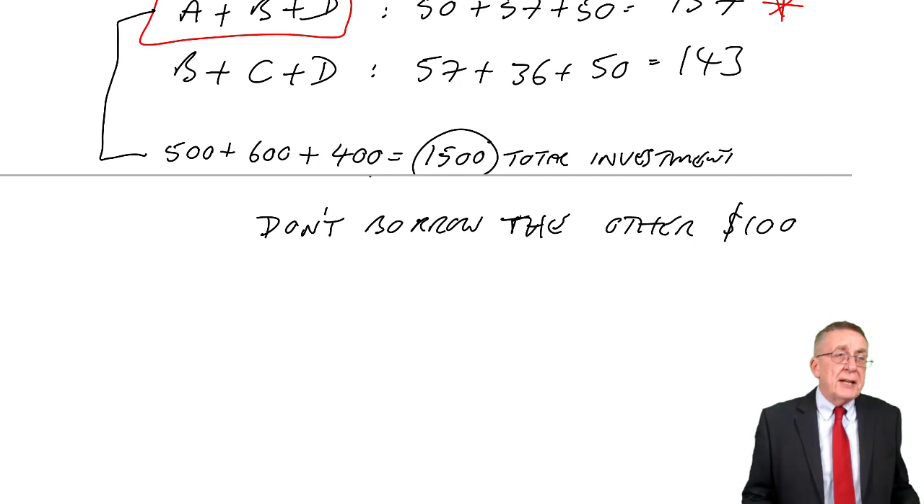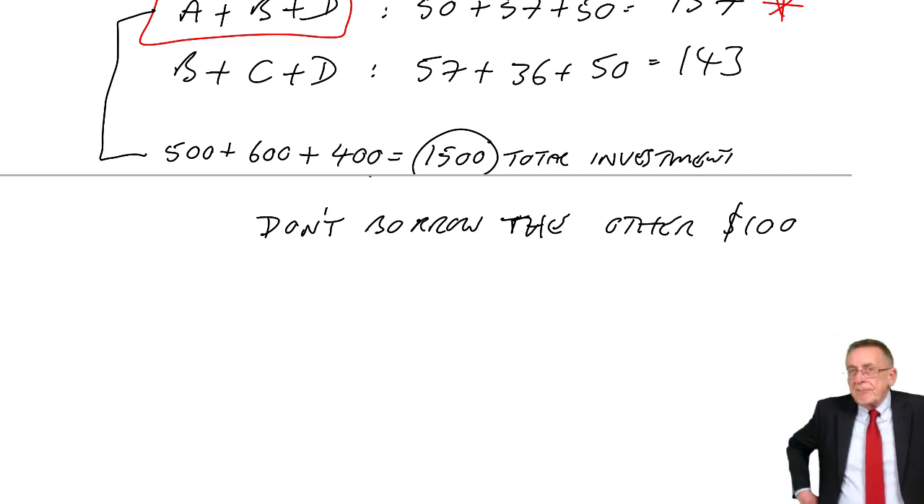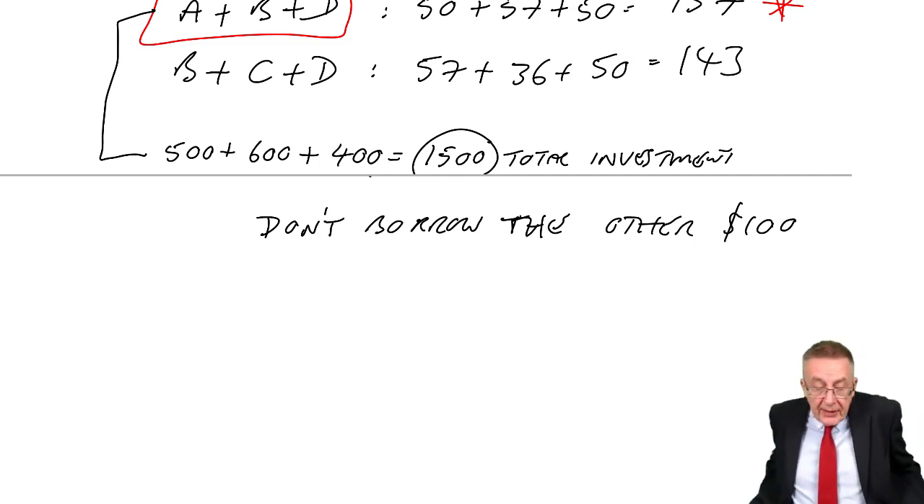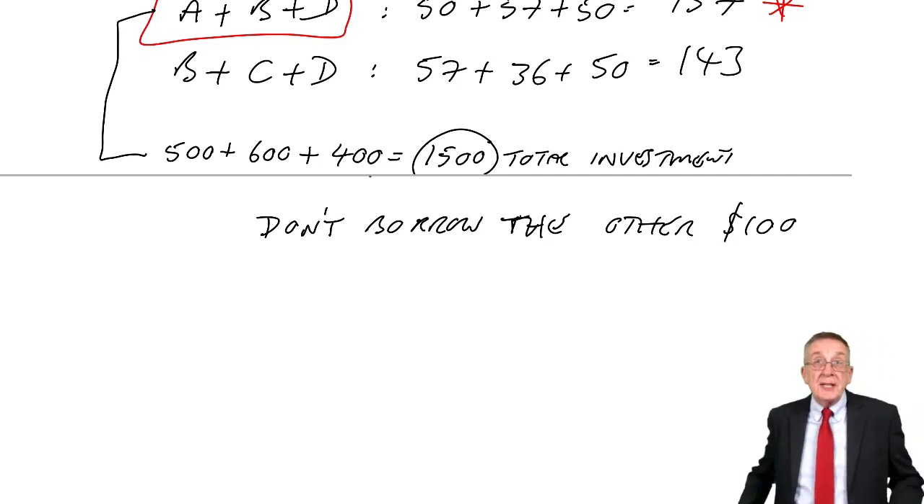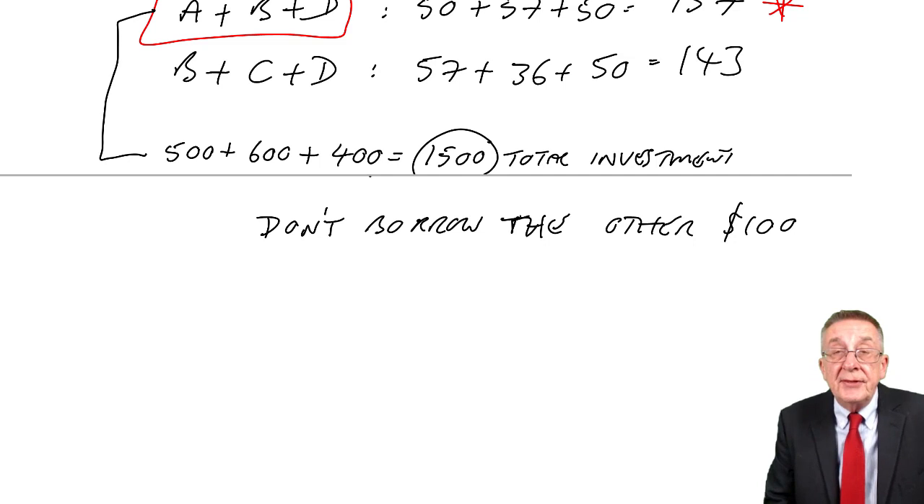Some people ask me, is that practical? Of course it is. If it's just that I'm able to borrow 1,600, then I think you'd agree it'd be stupid to borrow 1,600 and pay interest if you only need 1,500.